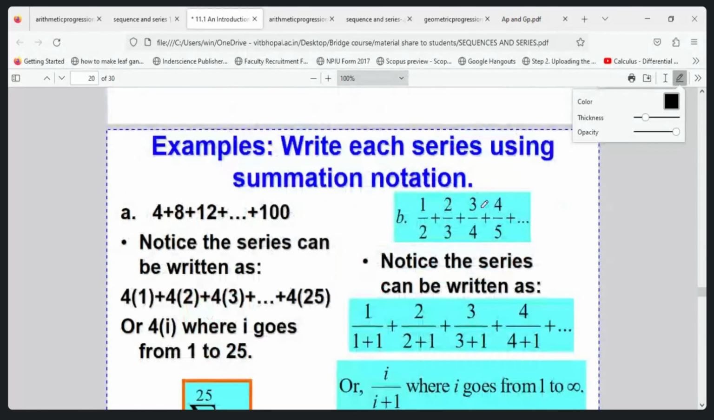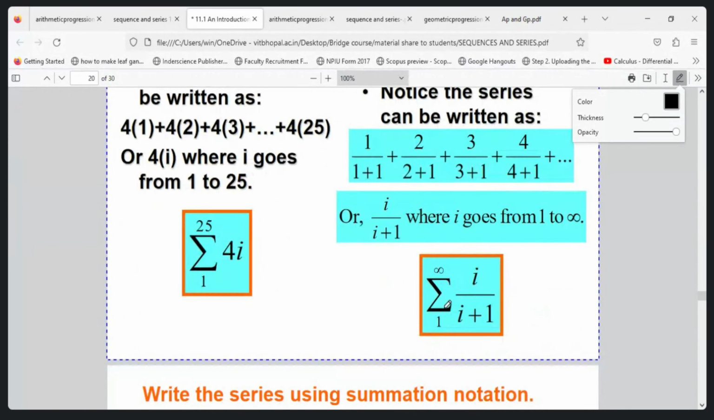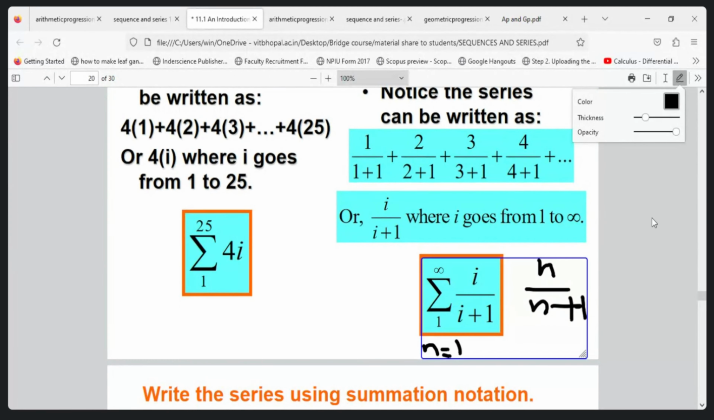1 by 2, 2 by 3, 3 by 4, 4 by 5, and so on. You can see here, 1 upon 1 plus 1, 2 upon 2 plus 1, 3 upon 3 plus 1, 4 upon 4 plus 1, and so on. So the general term is i equal to 1 to infinity of i upon i plus 1. Sometimes it is also written as n upon n plus 1, with n equal to 1 to infinity in place of i. That is also a process that we can follow.